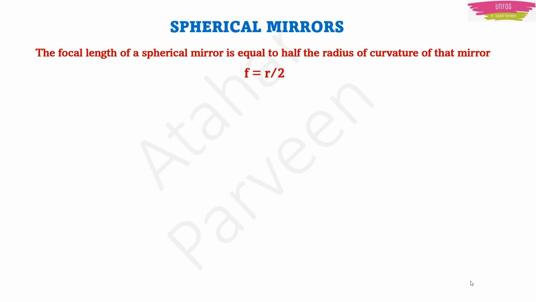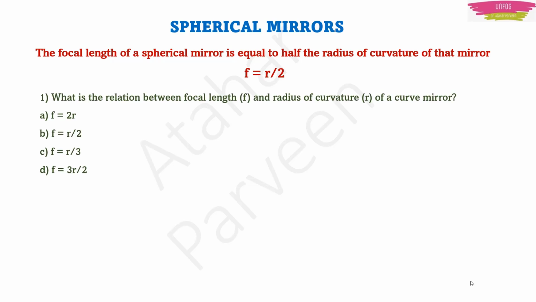They can ask you one question based on this. I am expecting this type of question this time. For example, there could be a 1 mark question. What is the relation between focal length and radius of curvature R of a curved mirror? So what will be the right option? R upon 2.